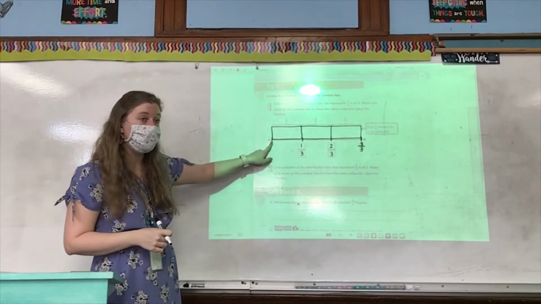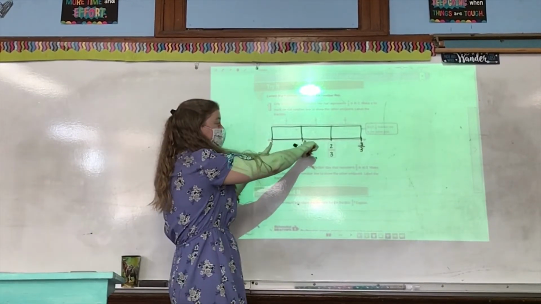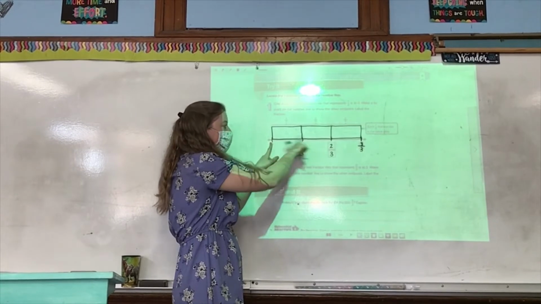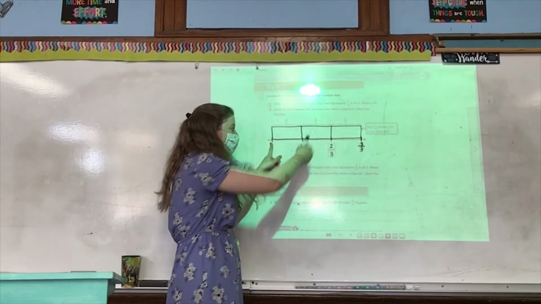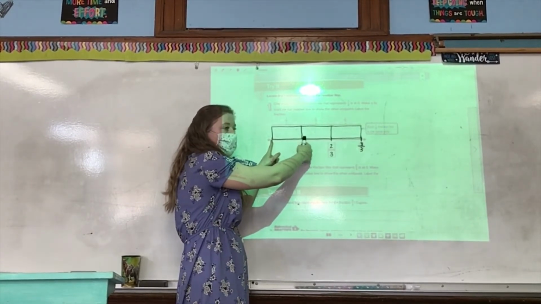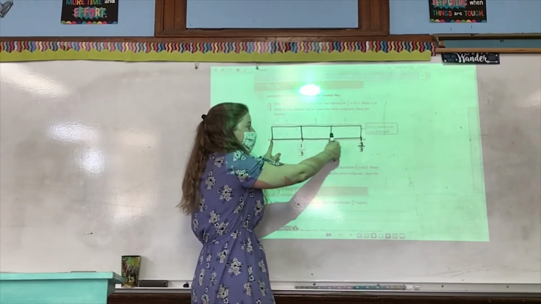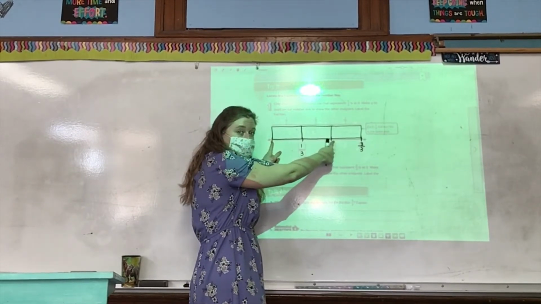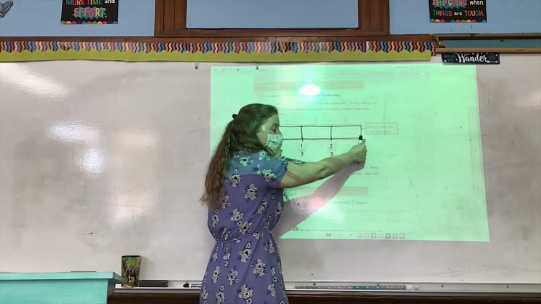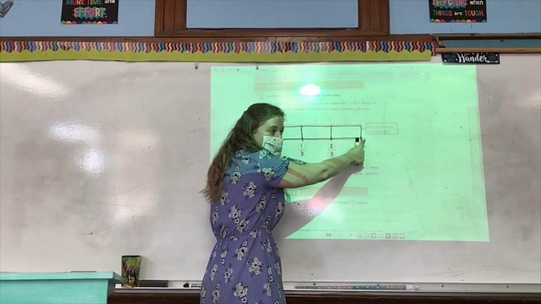So does everybody understand how to label the fractions on a number line? We start at 0. Each tick mark tells us how many of those tiles we are away from 0. Here we're one out of 3 tiles away from 0. Now we're 2 out of 3 tiles away from 0. Now we're 3 out of 3 tiles away from 0.